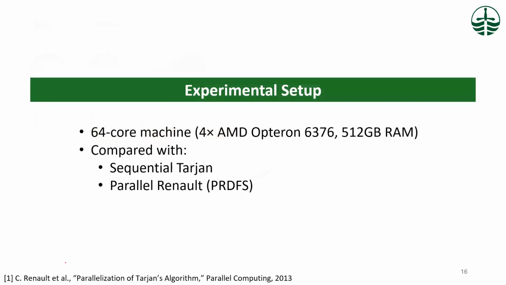Now, we have done some experimental reviews on this UFSCC. These experiments were run on a 64-core machine and compared with sequential Tarjan's algorithm, keeping Tarjan's algorithm as the baseline. Tarjan's algorithm was also compared with parallel Reynolds with the peer DFS. If you'd like to learn more about this DFS or the parallel Reynolds version, you can take advantage of this reference paper.